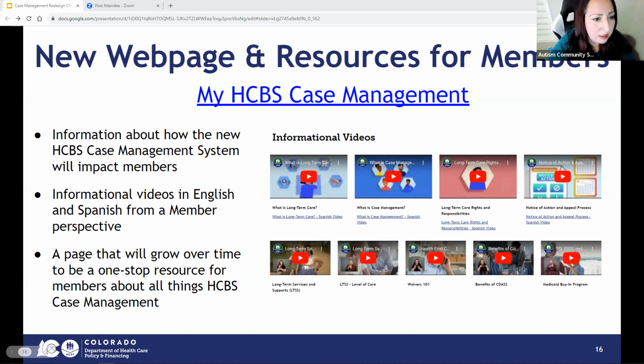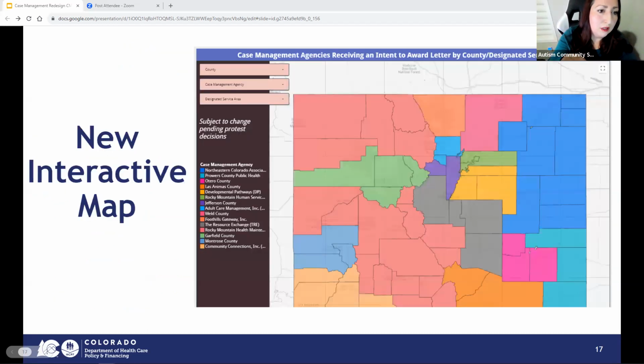It's a really great website to go to, and it will also give a lot more information about case management agencies, including the new interactive map. In this map, you can drop down what your county is, and it'll then show you what your case management agency is. You can look through it by any of these, like defined service area or case management agency, however it's easiest for you. Then we're populating their contact information and everything else, if it's not already complete. And of course, this is still subject to change pending any protest decision.